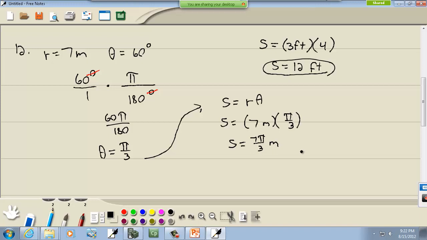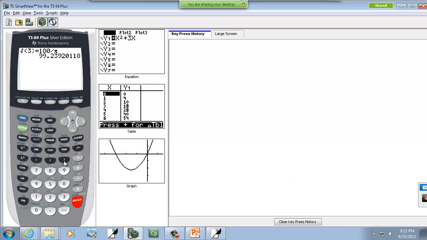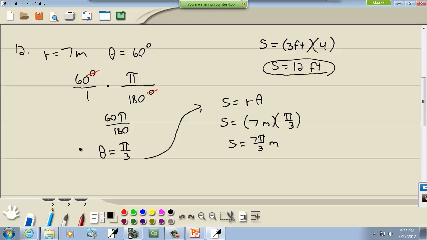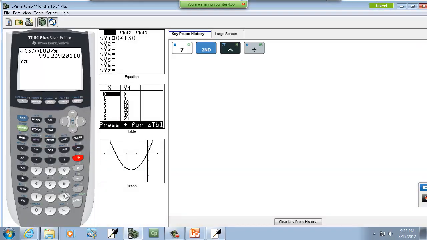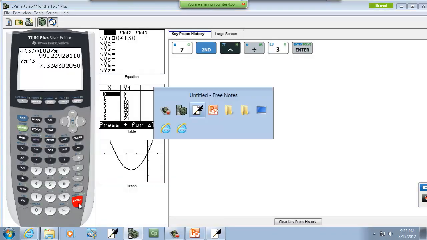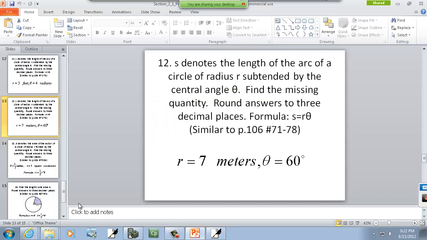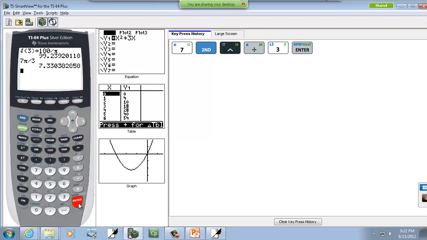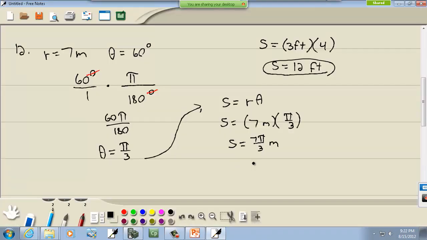But they want us to put that into decimal. So go to my calculator. 7 and second caret for pi, divided by 3. Enter. No memory at all. What did I say? 3 decimal places. Okay. So 7.330. So 7.33 meters. And that's our answer.